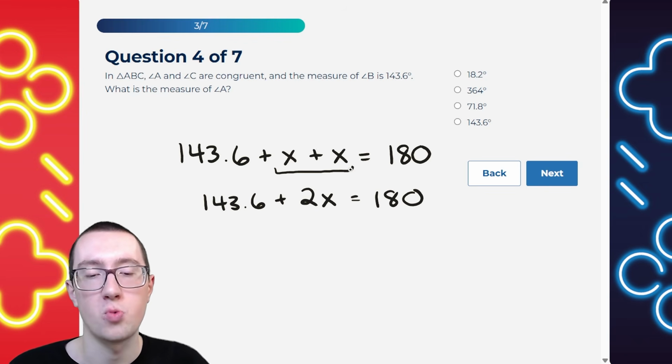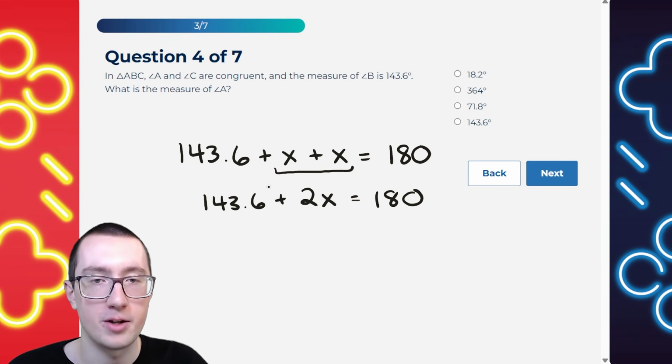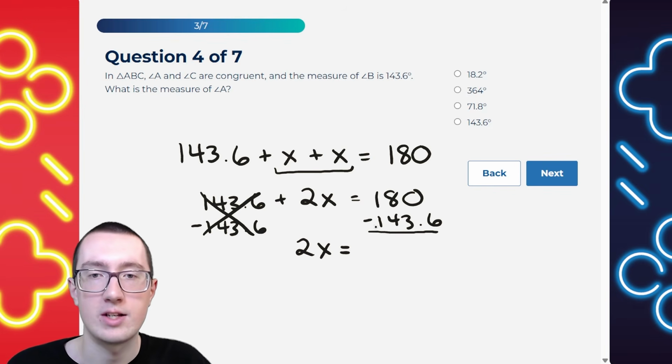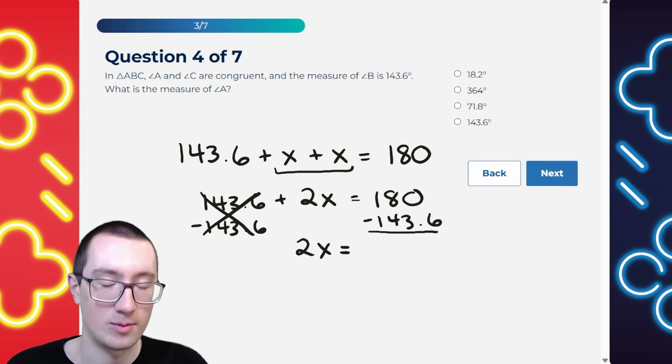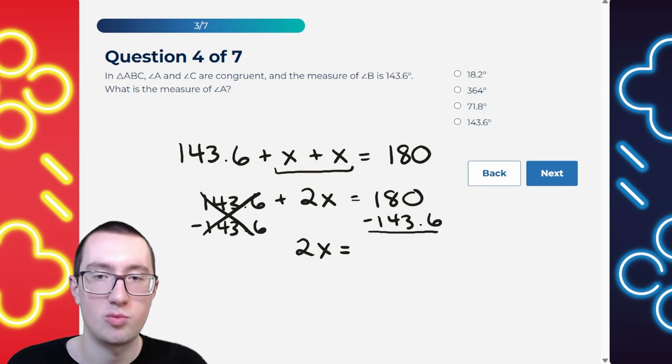And usually you want to get rid of the addition and subtraction first. So I'm going to get rid of this 143.6 by subtracting it from both sides of the equation, the opposite of addition. So these cancel out. On the left side, we just have 2x. And on the right side, we have 180 minus 143.6. I'm just going to put that in my calculator. And when I do that, I get 36.4.